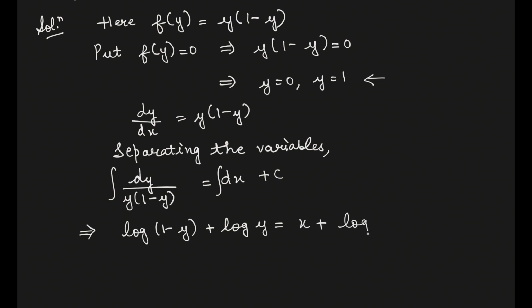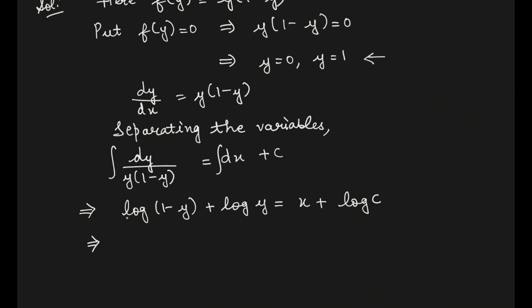I can here also take log c. Now, if I multiply, if I take minus common from this term, then I can write it as minus log y minus 1. It will be simple. So that will come in the denominator and it will be log y minus 1. So from here, log a minus log b is log a by b. Log y upon y minus 1 is equals to x plus log c.